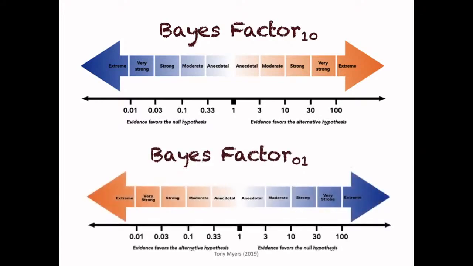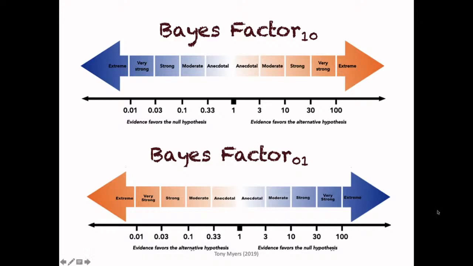And Bayes factor 0,1 is the same but in reverse. So where we've got 1, it's the same thing. There's no difference between evidence favouring the null or the research hypothesis. But as we go to 3, it starts favouring the null a little bit, but we can't make any claims. Then we've got 3 to 10 moderate evidence, above 10 strong evidence, above 30 very strong, and then above 100 extreme. So it's just the reverse of Bayes factor 1,0. Which you choose depends on what research question you're interested in.